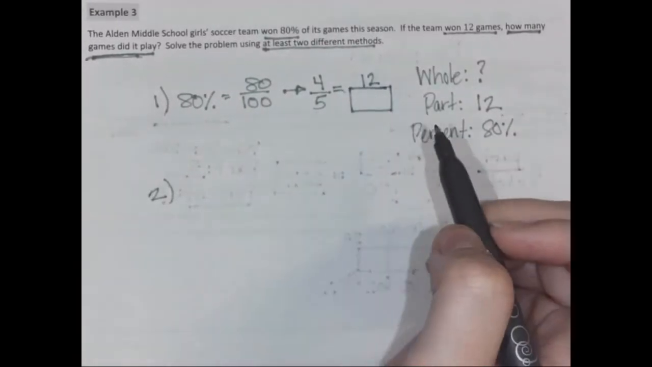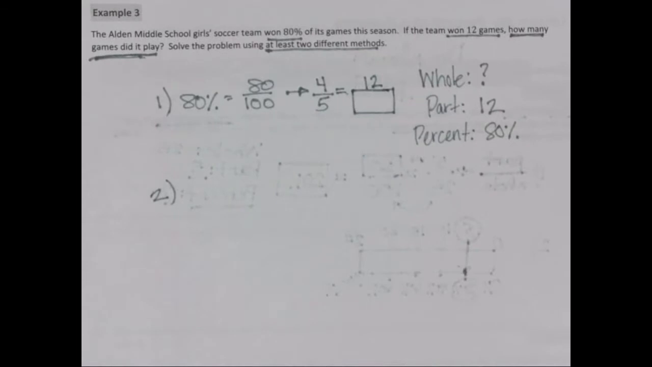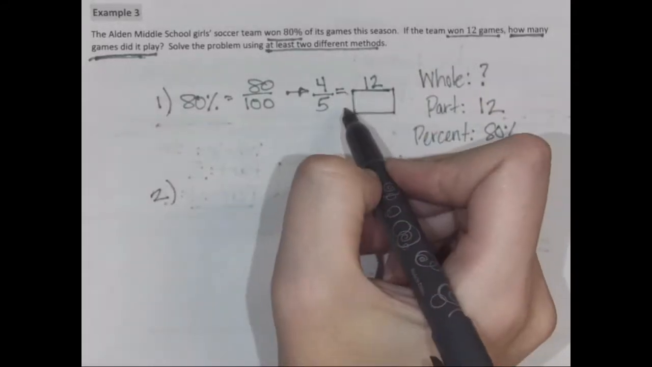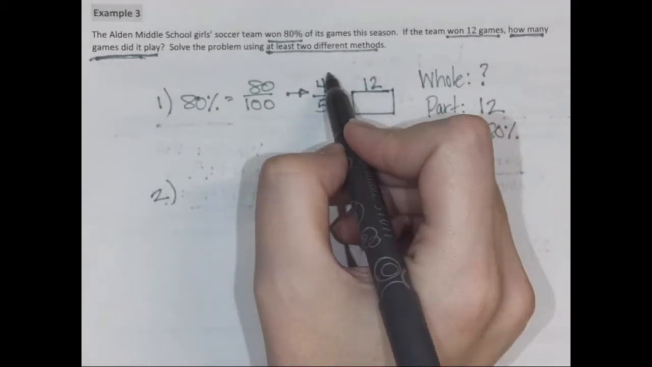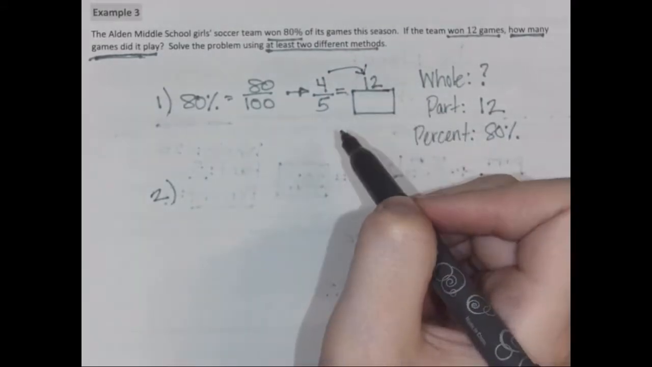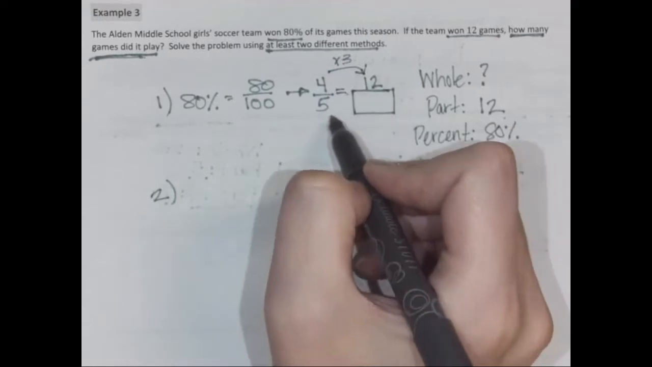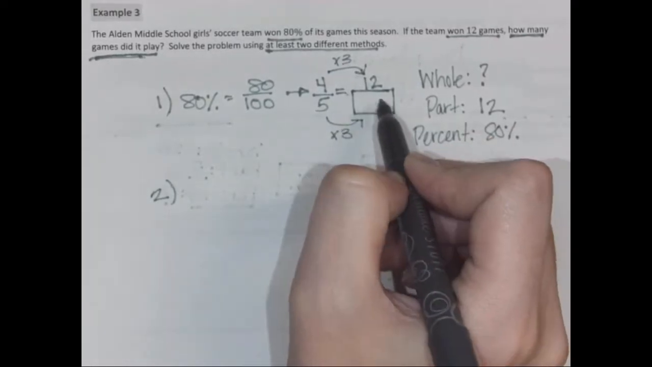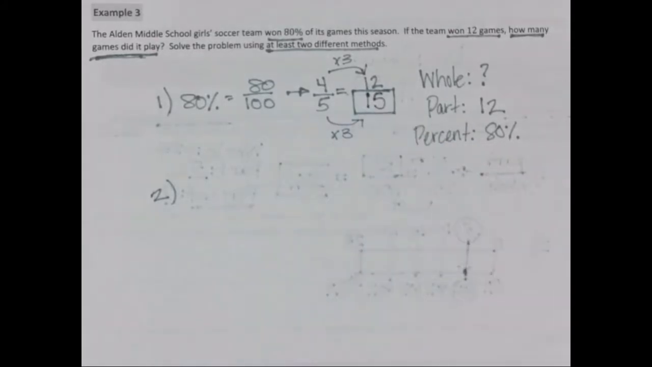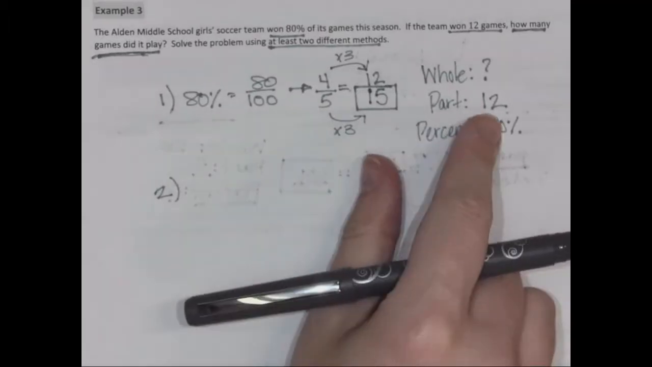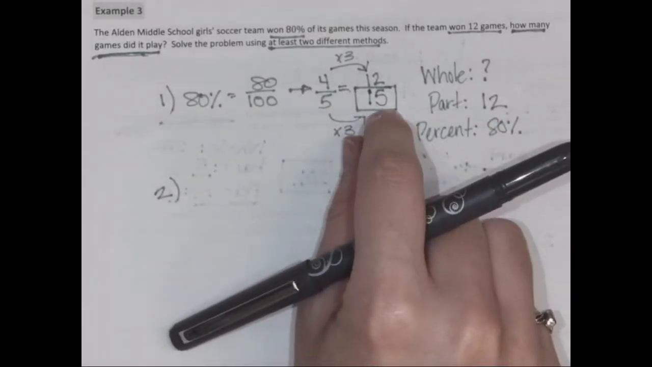How can I find this missing number? How can I find the denominator? Go ahead, Shay. How can I find the denominator, Judas? How can I get from 4 to 12? So what should I do on the bottom? Yeah, and I get? Bam, 15. They won 12 out of 15 games.